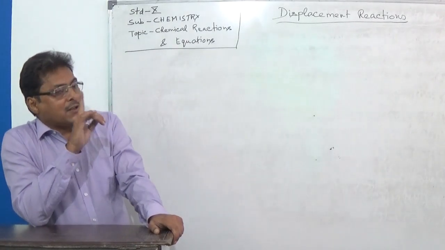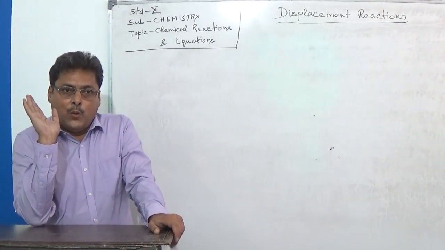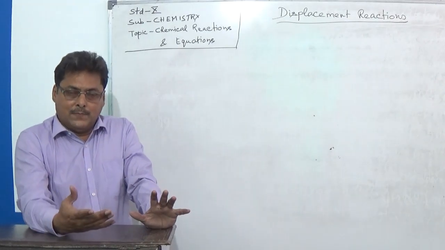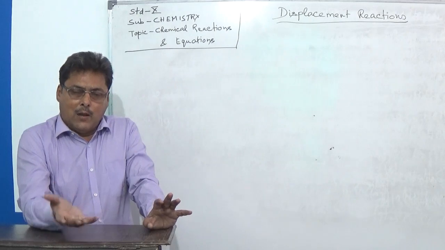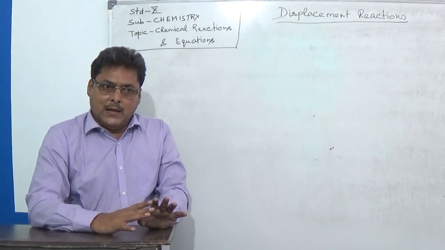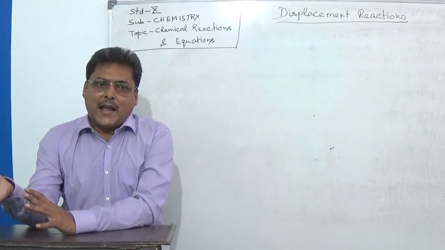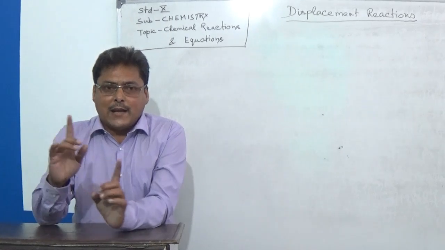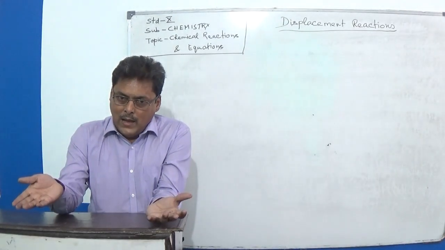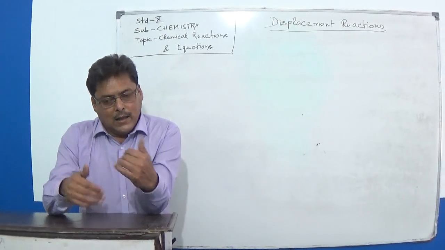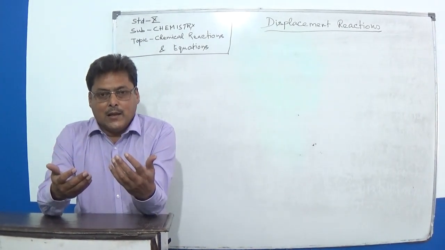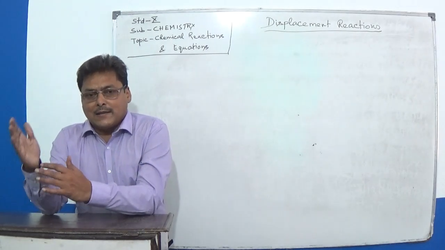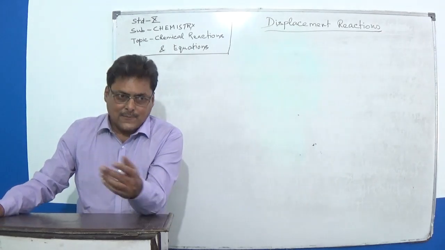So displacement reaction is such a reaction where a more active metal or non-metal, a more active element, displaces a less reactive element from its compound. A less reactive element has a compound and it is mixed up with the more active element, and the more active element replaces the less reactive element. Let's discuss first with the metals.